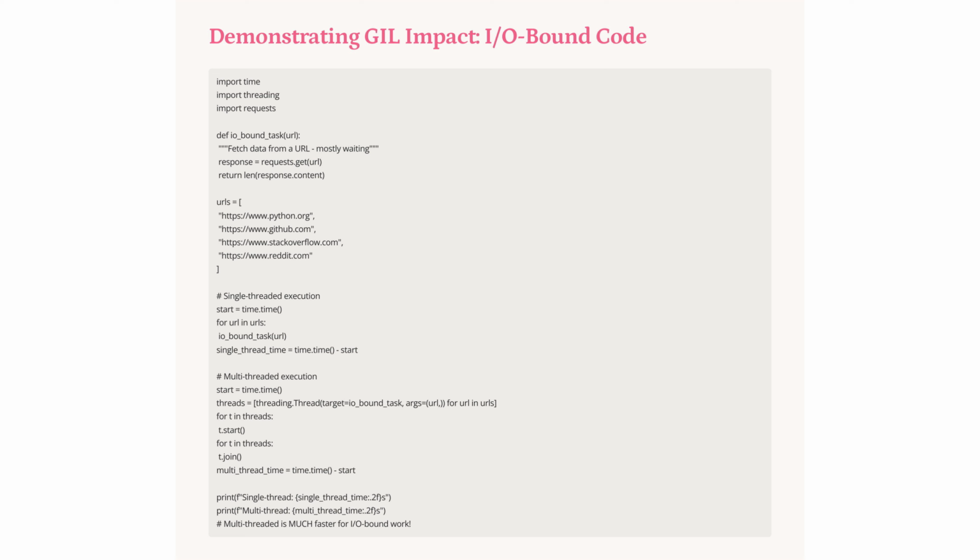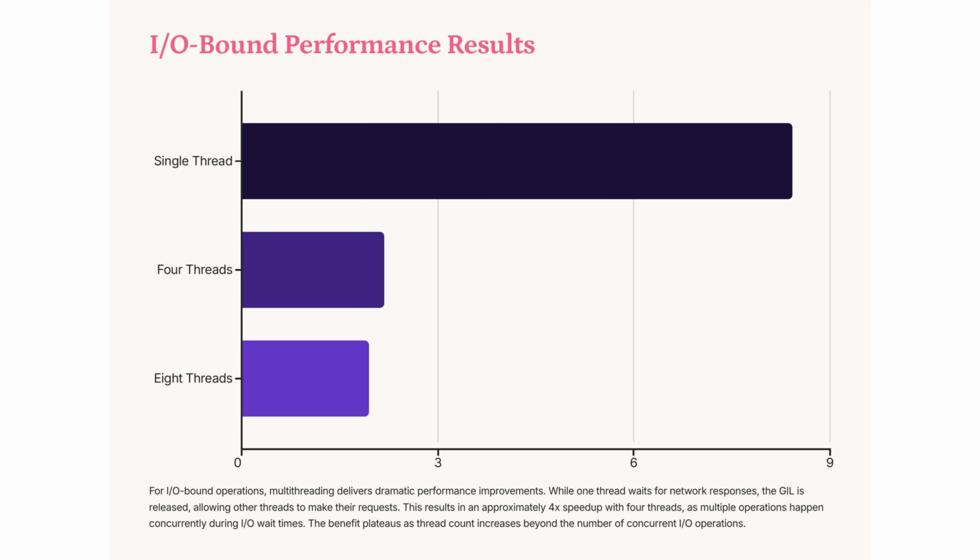This demonstrates the global interpreter lock's minimal impact on input-output-bound operations, where multi-threading truly shines. For input-output-bound tasks, multi-threading significantly boosts performance. With 4 threads, the global interpreter lock is released during network waits, enabling concurrent requests and achieving a 4x speedup. However, increasing threads beyond concurrent input-output operations offers diminishing returns, as the global interpreter lock's release is already optimized for the available tasks.